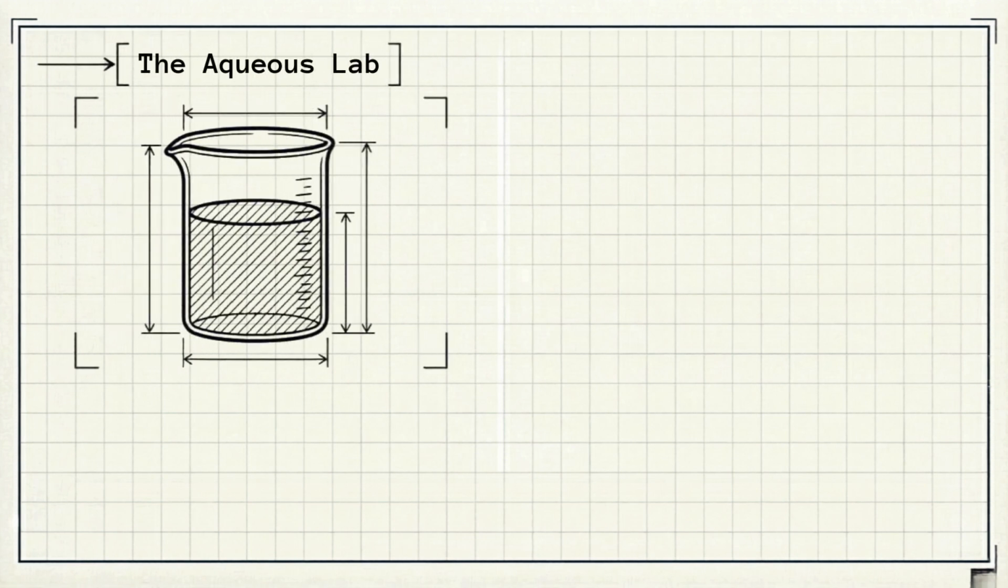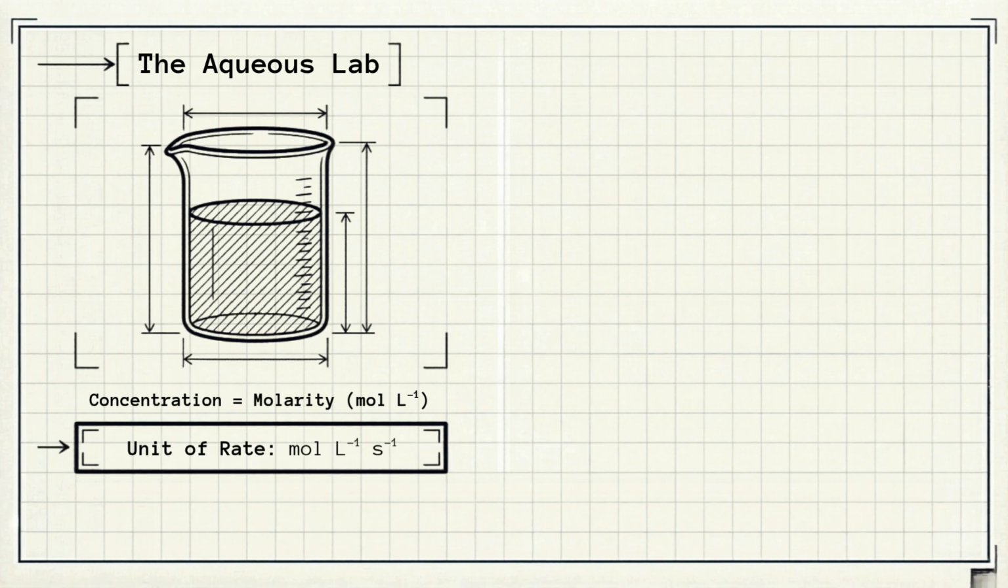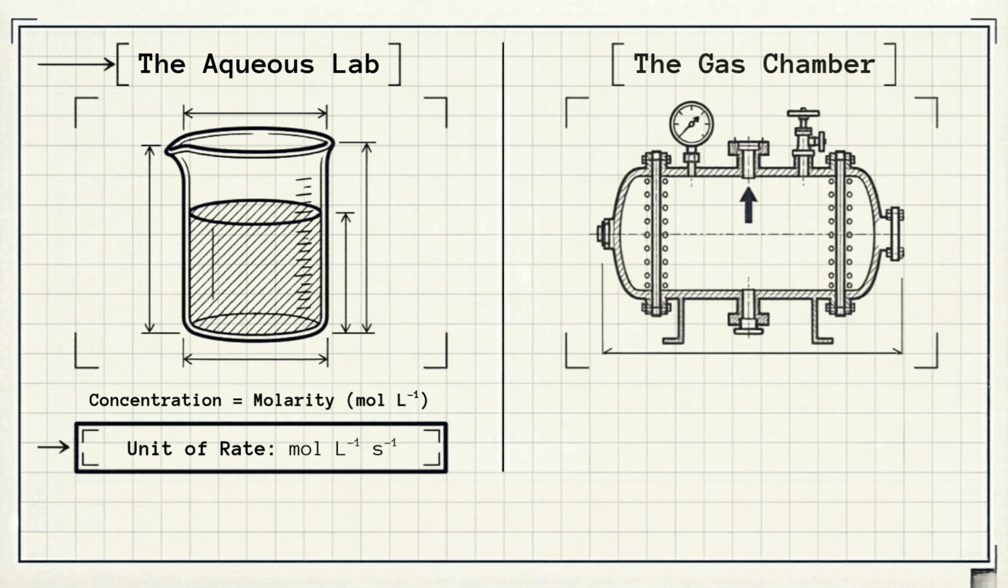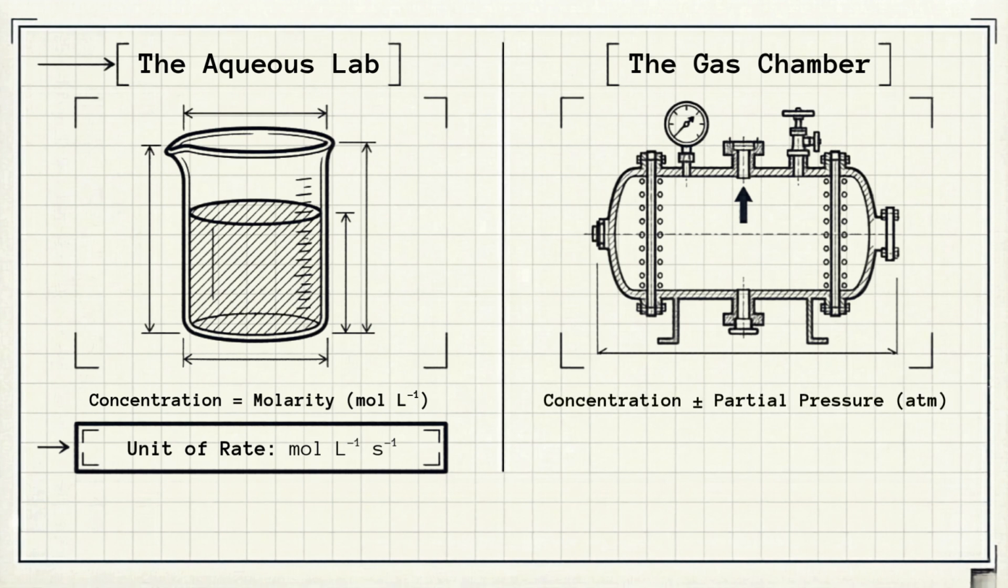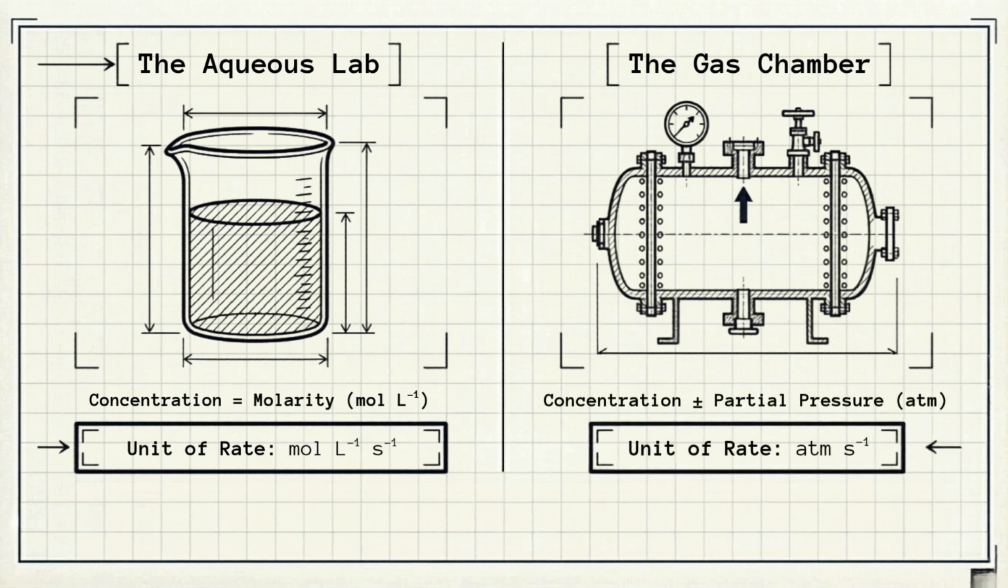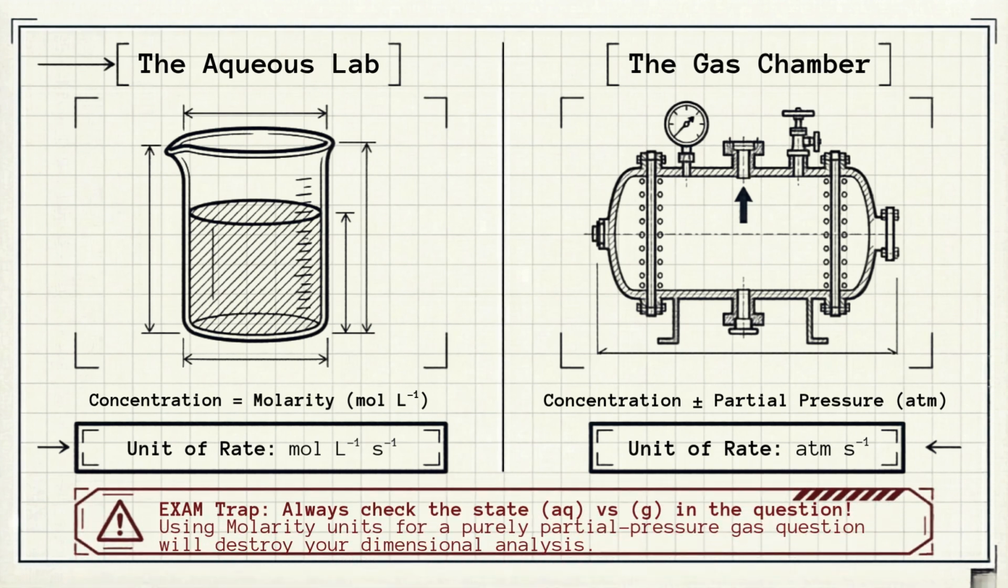The same rate idea looks different in different systems. In an aqueous lab, concentration is expressed as molarity. So the unit of rate becomes moles per liter per second. In a gas chamber, concentration is tied to partial pressure. So the unit becomes atmospheres per second. Here is a trap you need to be aware of. Do not use molarity units for a pure pressure-based gas question. The state of matter tells you the correct dimensional form.